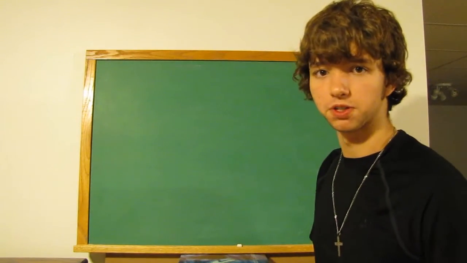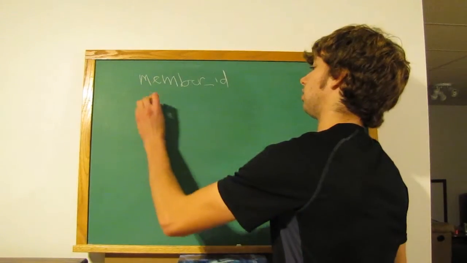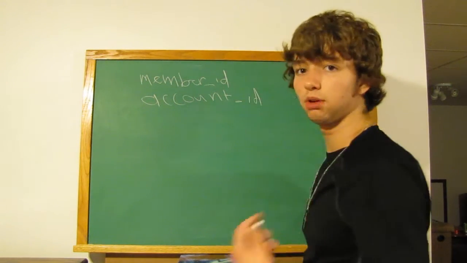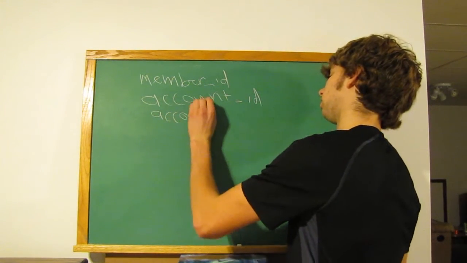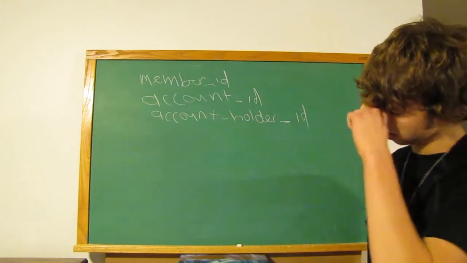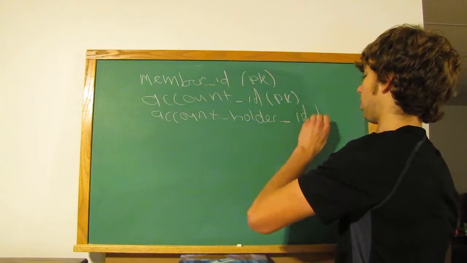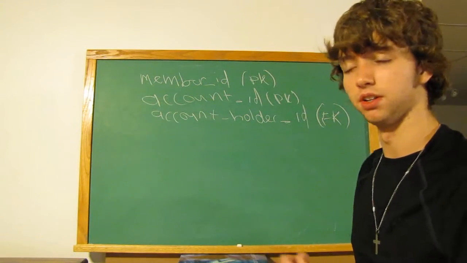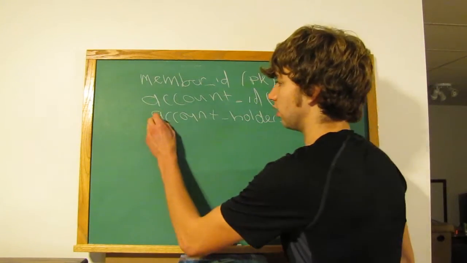The primary key for the first table was just the member ID, the member of the bank. So we had member ID, account ID, and then finally we had account holder ID. If you look at this, this will be a primary key, primary key, primary key, and then foreign key. The reason this is a foreign key is because it references a key in a different table, or a foreign table. That helps you remember it. So it points up to here.